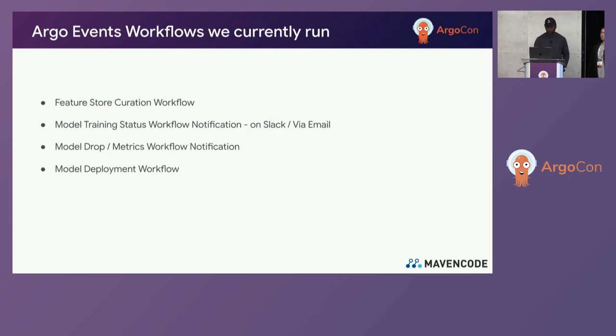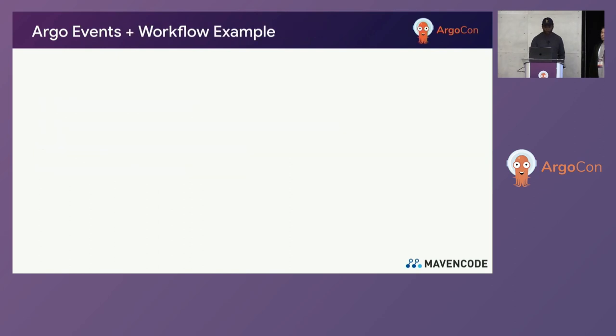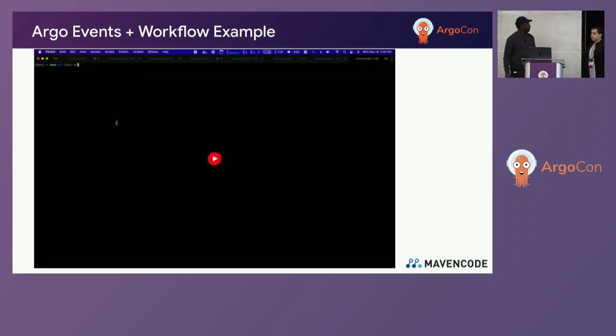So some of the workflows that we're currently working on are the feature store curation workflow, the model training status notification workflow, the metrics and model drop workflow, and the model deployment workflow. So I think, Alex, you have an example you want to show?